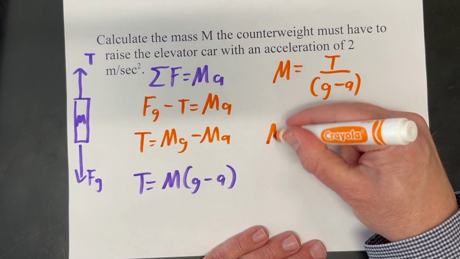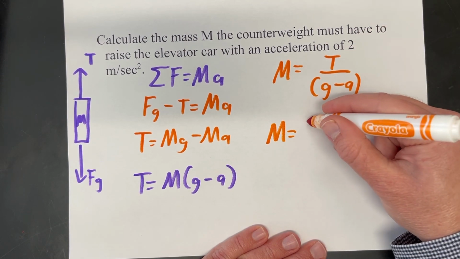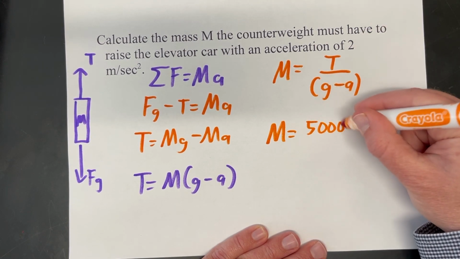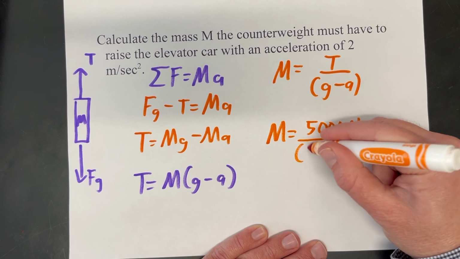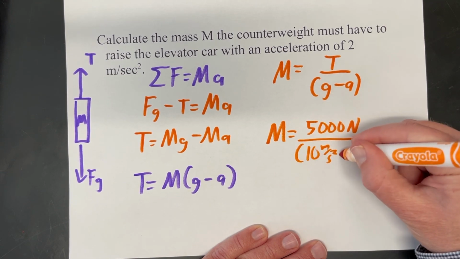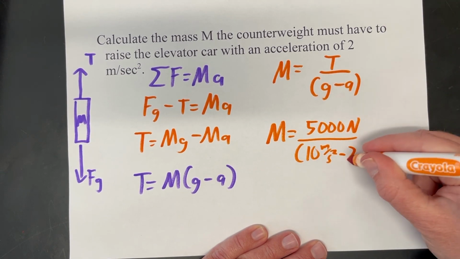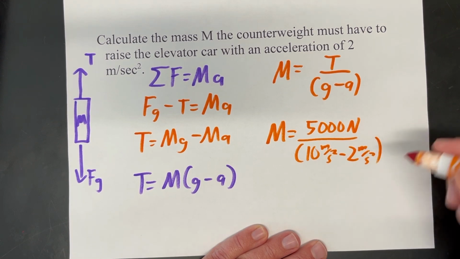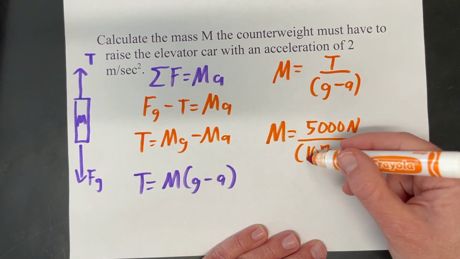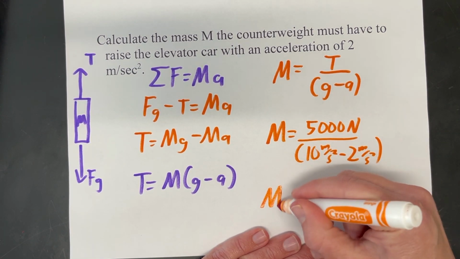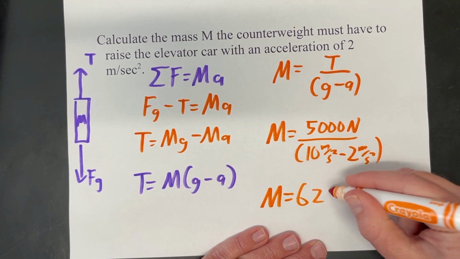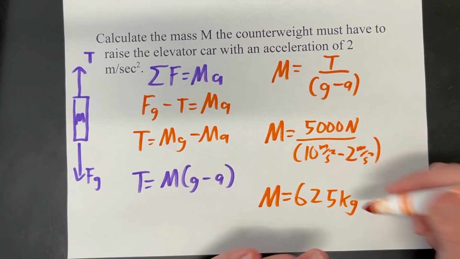And now we can simply plug in. We've already solved that the tension is 5,000 newtons. We know that gravity is 10 meters per second squared. We know that the acceleration is 2 meters per second squared. So you'll get 5,000 divided by 8, basically, and that will give you 625 kilograms.